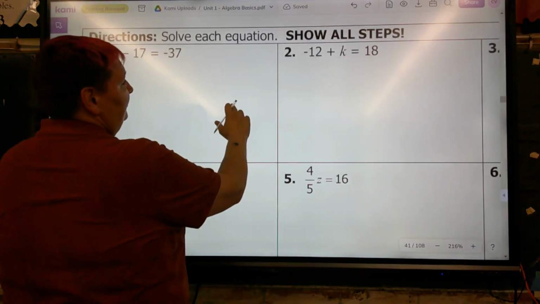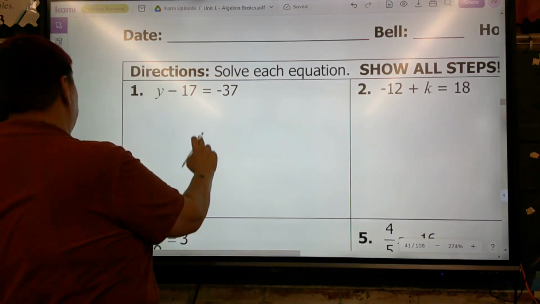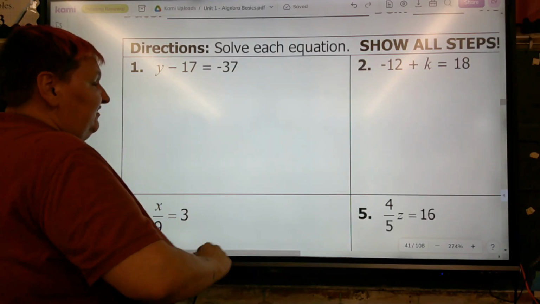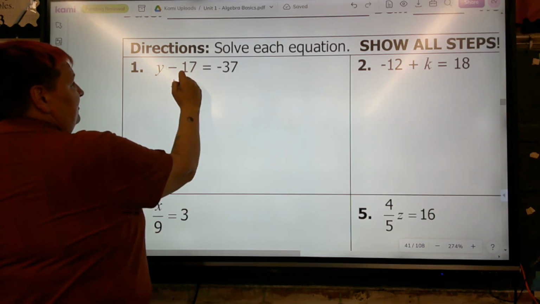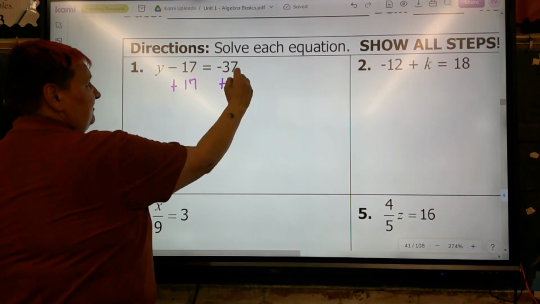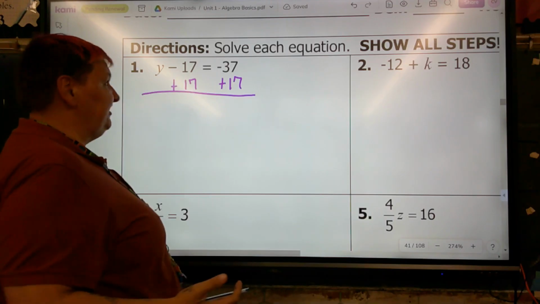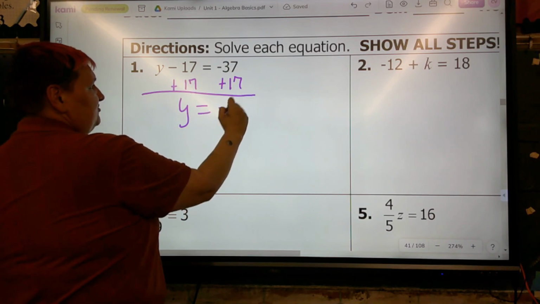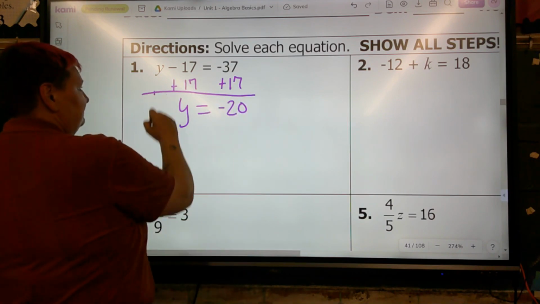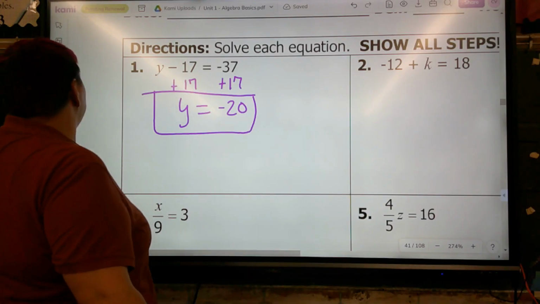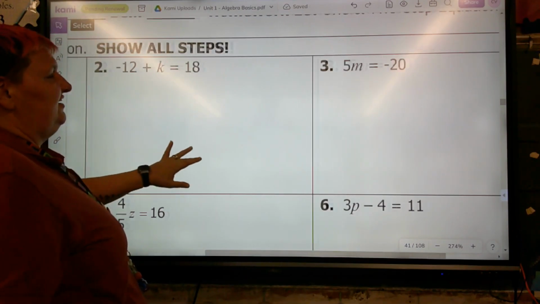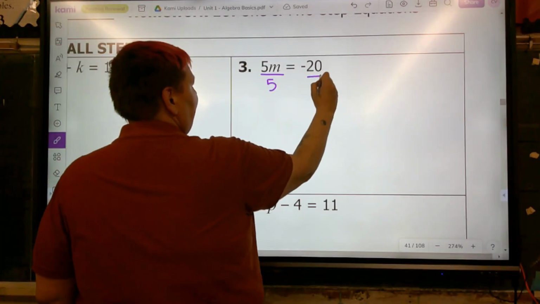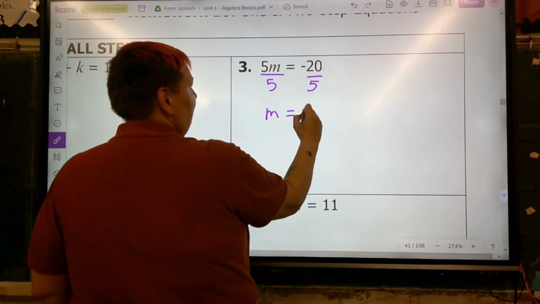Alright, so odd numbers. Y minus 17 equals negative 37. We're doing opposites. We have to get rid of the constant to get the variable by itself, to isolate the variable. So y equals negative 20. Alright, and then 5 times m, so we're going to divide by 5 to isolate the variable. Negative 4.